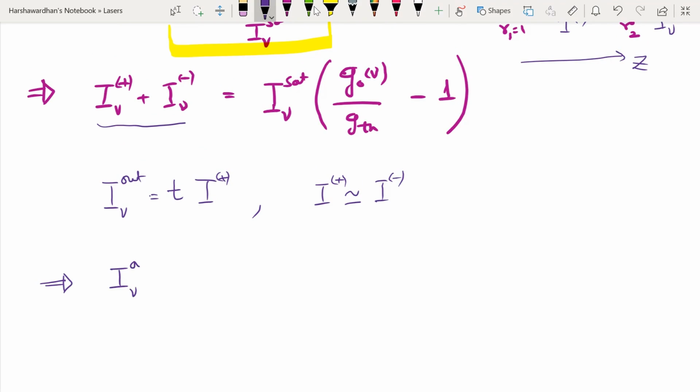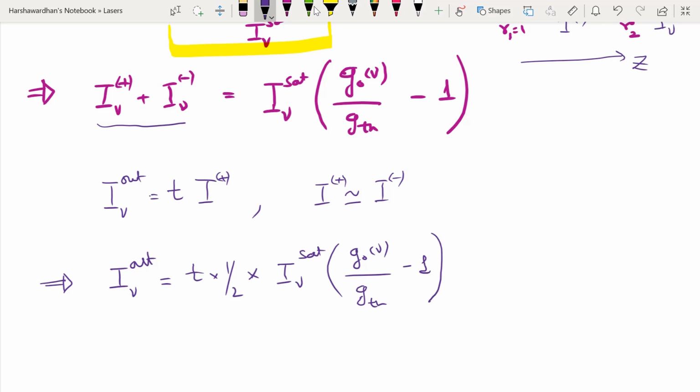So this quantity on the right is simply twice as much, right? So I can write this as T times half times the right hand side, which is I nu saturation, the small signal gain divided by the threshold gain minus 1.